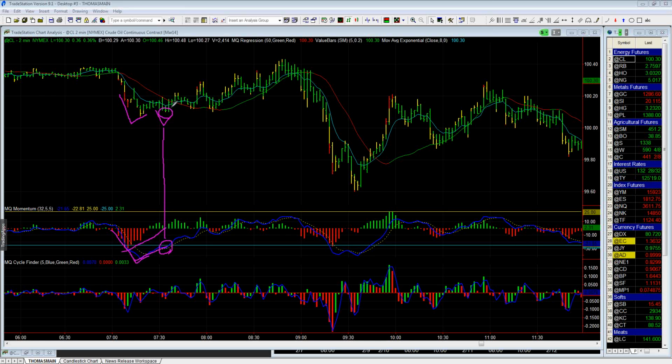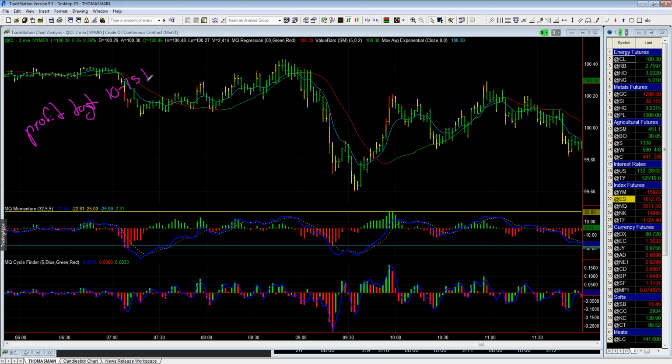Now when you're scalping, normally your goal is to take out about 10 to 15 ticks. When I'm trying to scalp crude oil, I'm looking to take 10 to 15 ticks. So profit target is 10 to 15 ticks from entry. That means that you're only looking to make $100 to $150 a contract per trade.